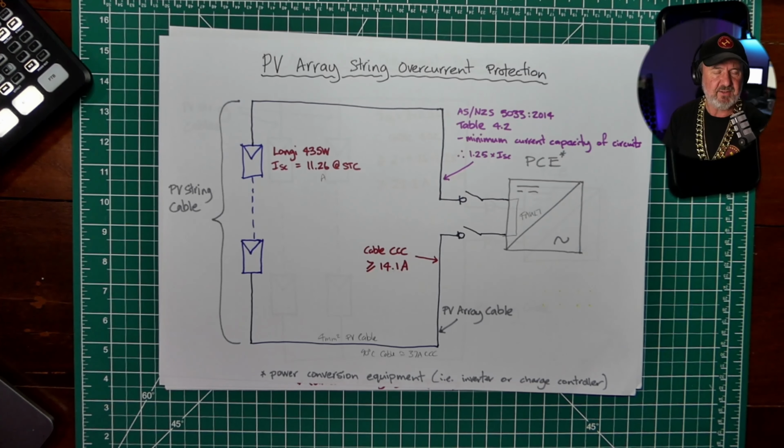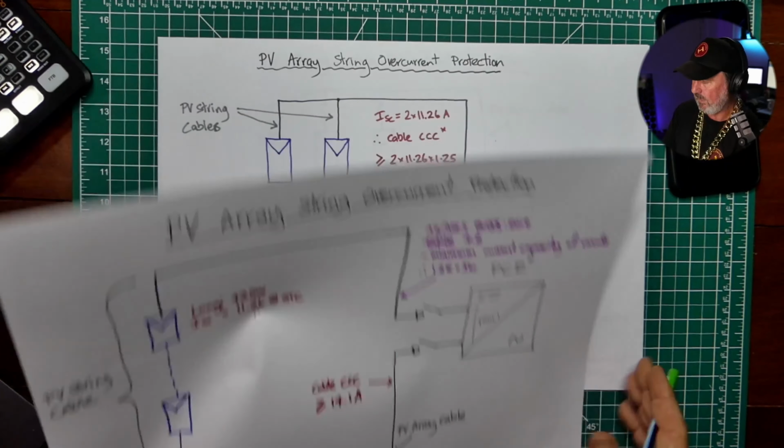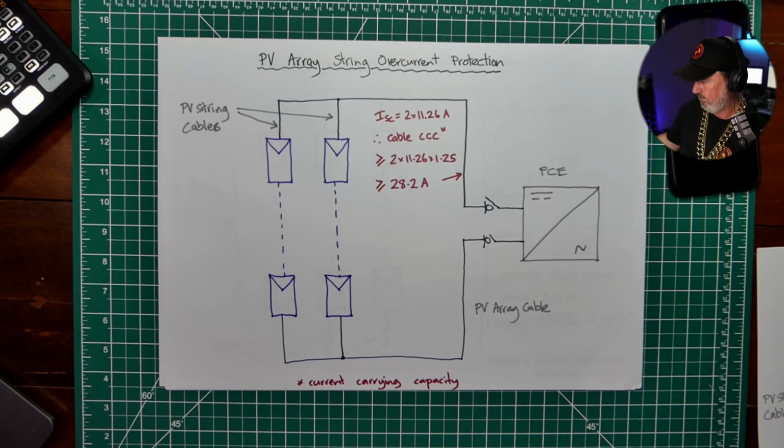We're finding out, can we match our PCE short circuit current rating with the short circuit current rating of the PV array? Step two is, let's say we're going to put in more than one string. And this is where the special clause in 5033, our PV array standard, comes in, which is at which point do we need to protect strings from each other within an array. So, next drawing.